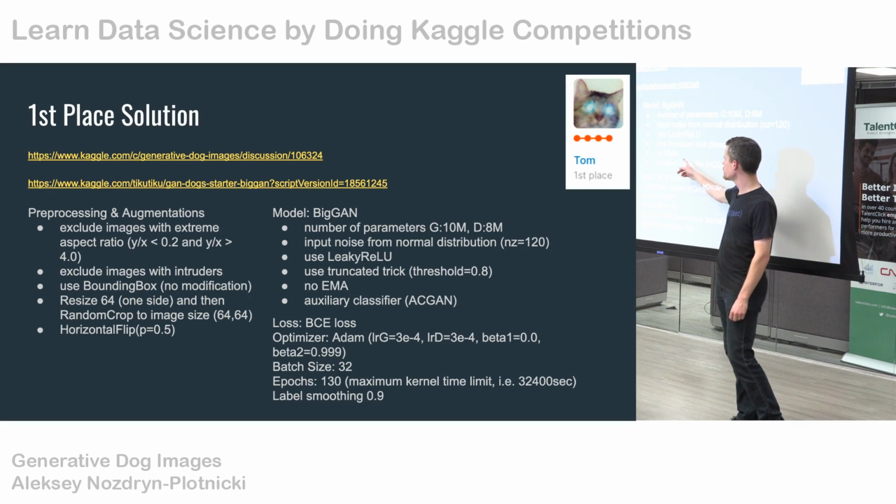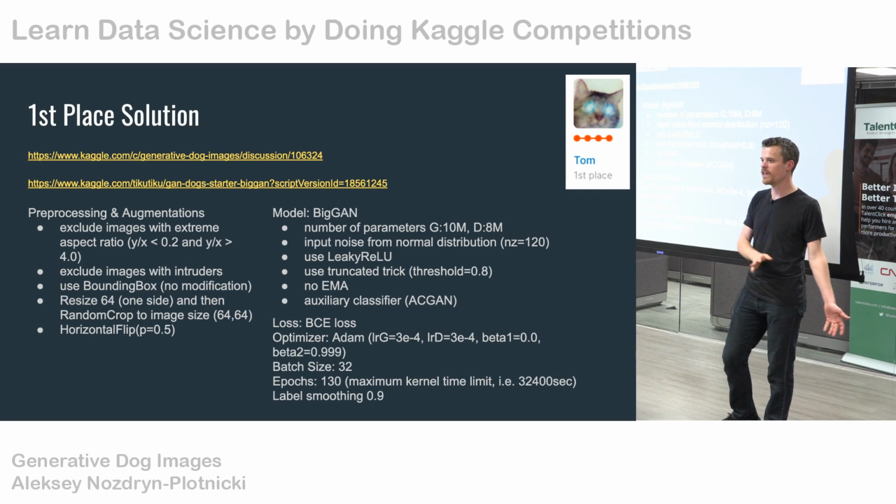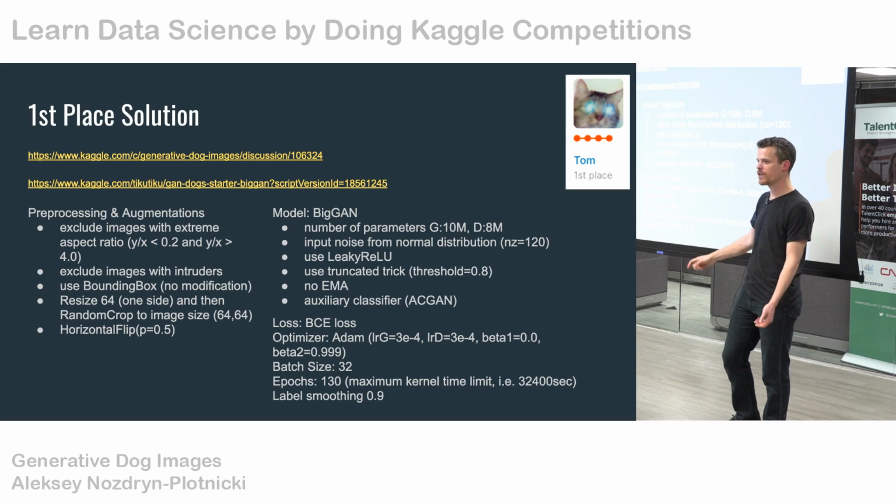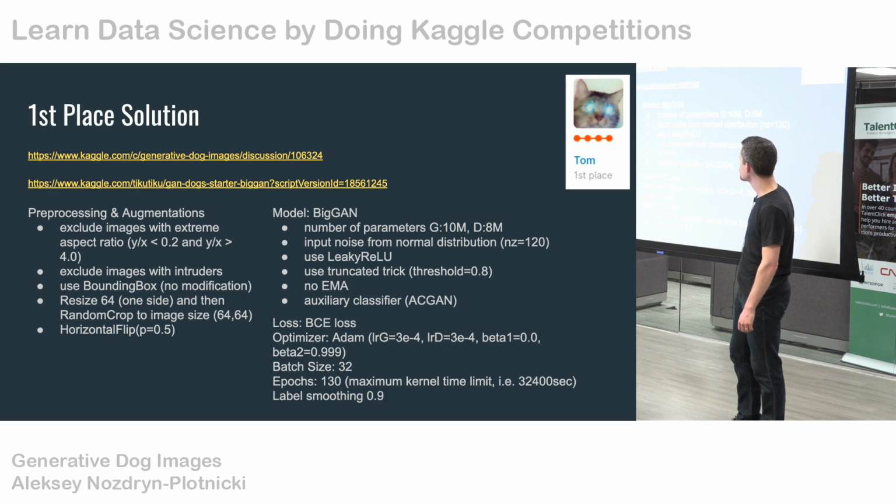This person didn't use exponential moving average, but the second place solution did, which is why I mention it. This is where essentially you keep track of a smoothed copy of your model as you train it. And then when you're done, that's somehow better than the one that bumped along during the training process.